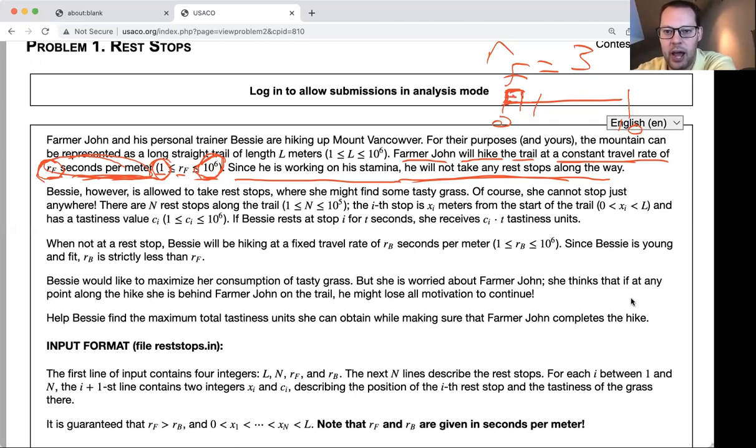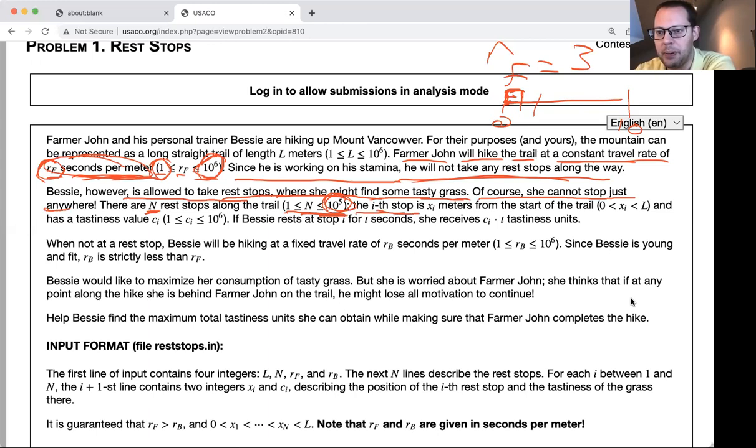Bessie, however, is allowed to take rest stops where she might find some tasty grass. Of course, she cannot stop just anywhere. There are n rest stops along the trail with 1 to 10 to the 5th. Again, 10 to the 5th, we can't square that. So just watch out for that. That's going to come up again.